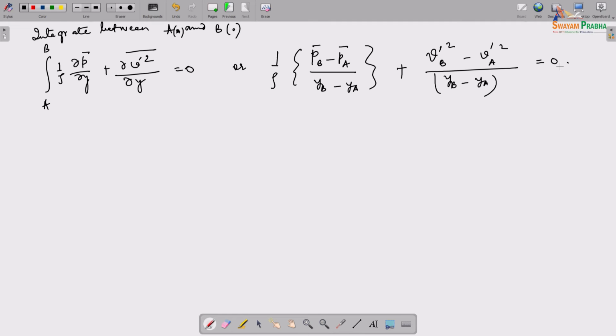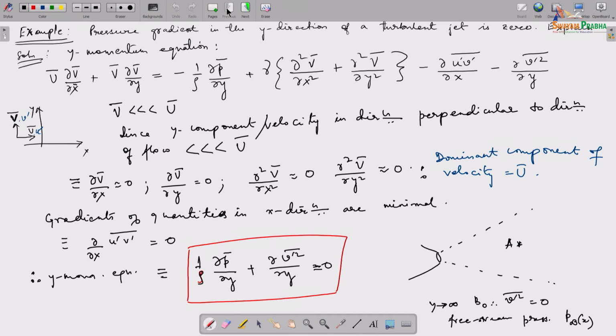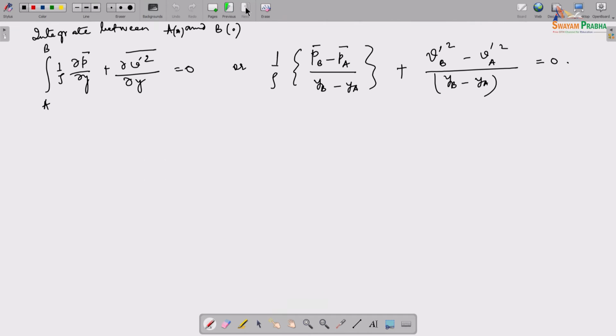Now the point, what did we say? A is the point which is here. B is the point which is at infinity. This is where it has free stream pressure. So PB we can write as this.